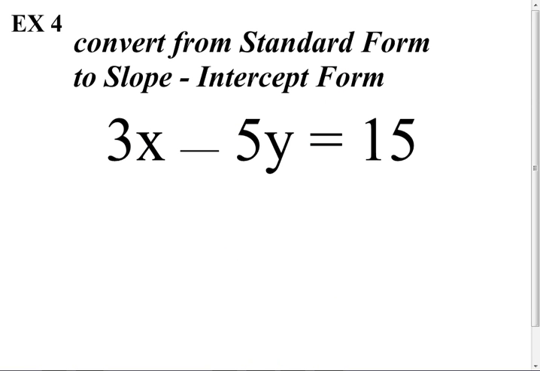Now remember, I want y alone. We have to get that alone, so we have to get rid of that guy. Negative 3 what? Negative 3x. Okay, David?